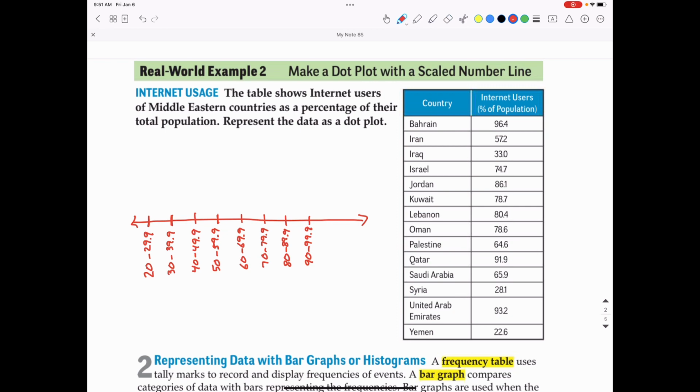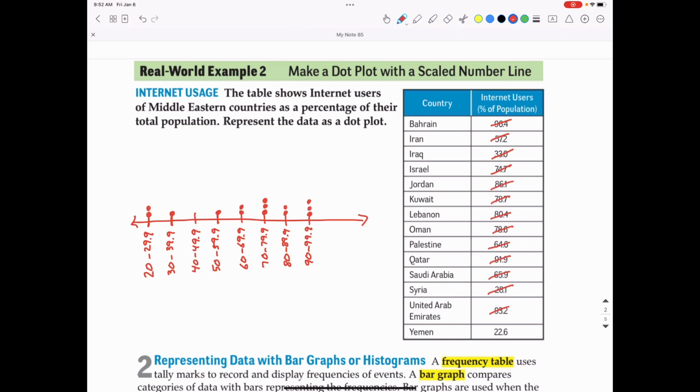Until finally you see that I have my last interval from 90% to 99.9%. I wouldn't want to go any further than that because there's no such thing in this case that would be over 100%. So Bahrain is at 96.4, and that falls between 90 to 99.9, so I'll place a dot there for Bahrain. Iran's at 57.2%, and that's between 50 and 59.9. Iraq's at 33%, so that's in the 30s, down here towards the left side of the number line. Israel at 74.7%, so I'll put that into the 70s, and so on.